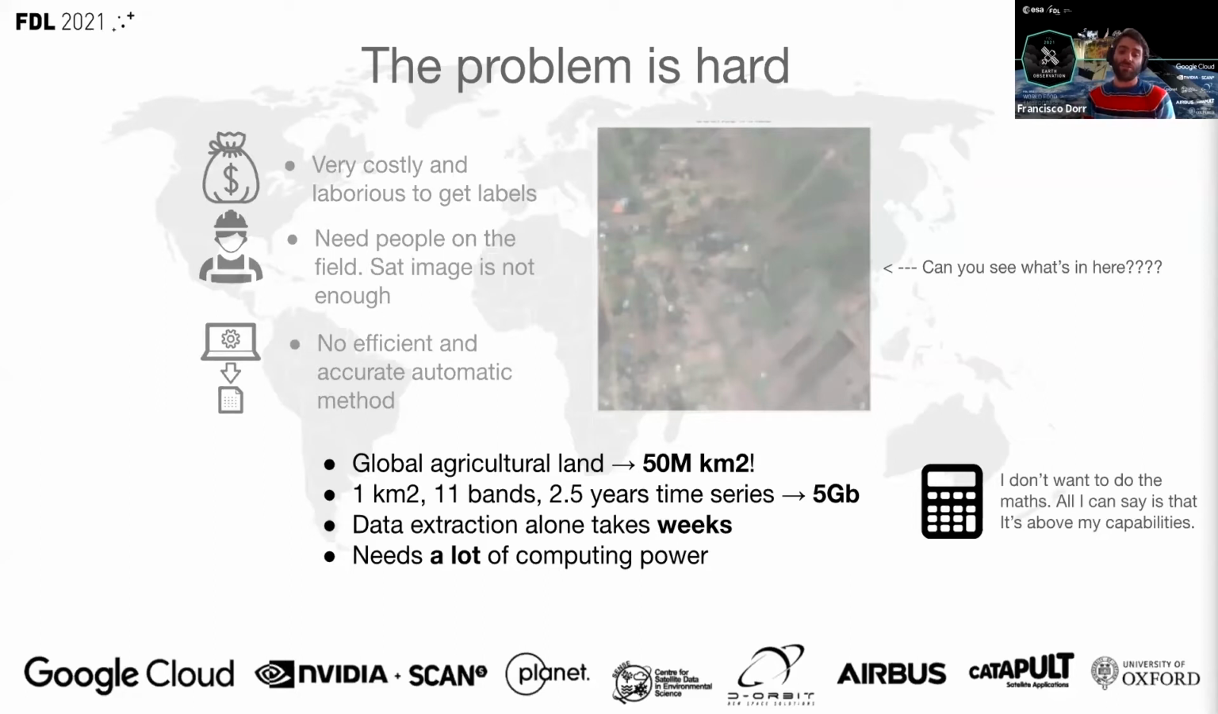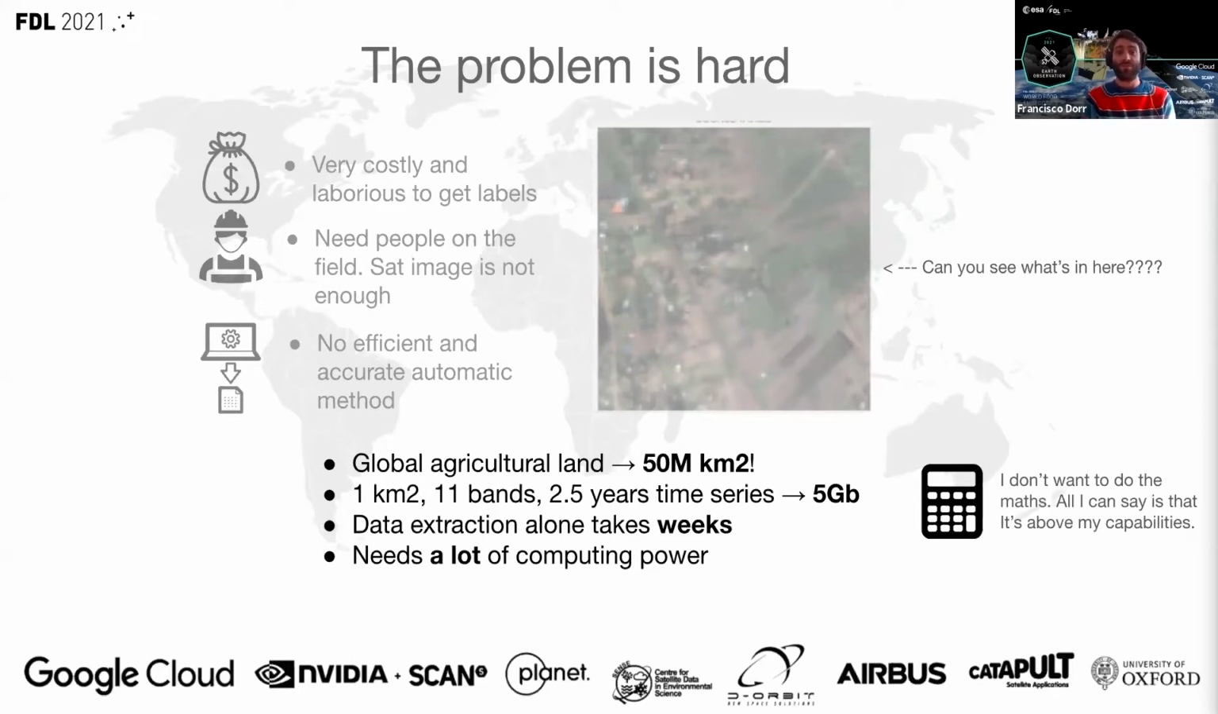And not only that, the global agricultural land is like 50 million square kilometers. So that's really big. And to store a single square kilometer, it takes like 5 gigabytes of data. So that's a really huge amount of data. And the data extraction alone takes like weeks. And we need a lot of computer power to do that.